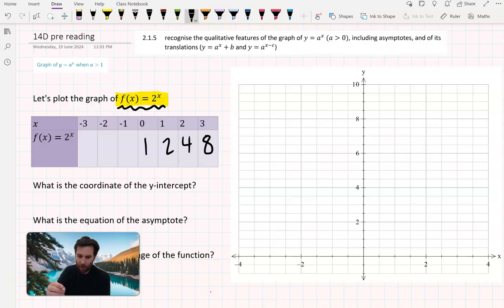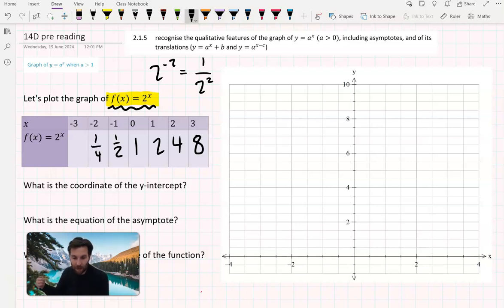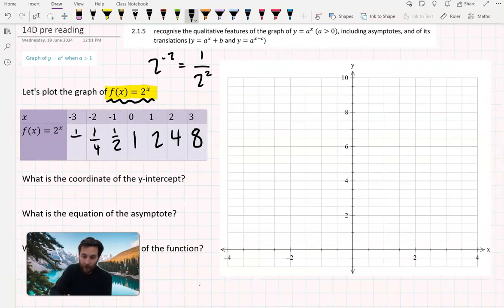We've also got to contend with what happens when we have a negative for an input. So if we have 2 to the power negative 1, that's the same as 1 over 2 to the power 1, or just 1 over 2. If we continued that a little further, 2 to the power negative 2 is the same as 1 over 2 to the power positive 2, so 1 over 4. And then that pattern would continue as we moved further and further to the left. So then we'd go 1 over 2 to the power 3, which is 1 over 8, then 1 over 16, 1 over 32, and so on.